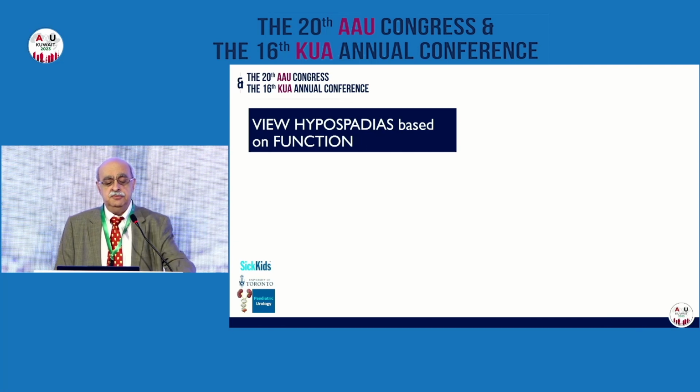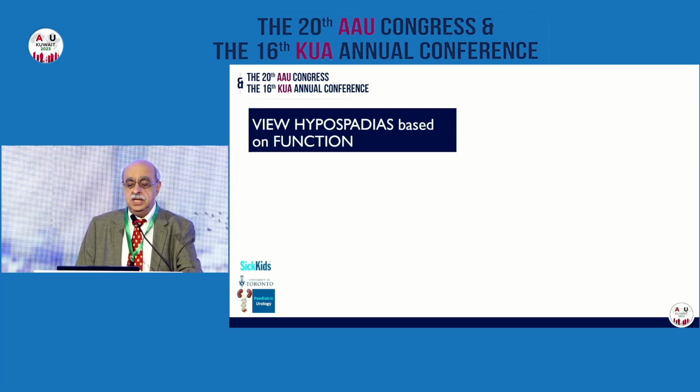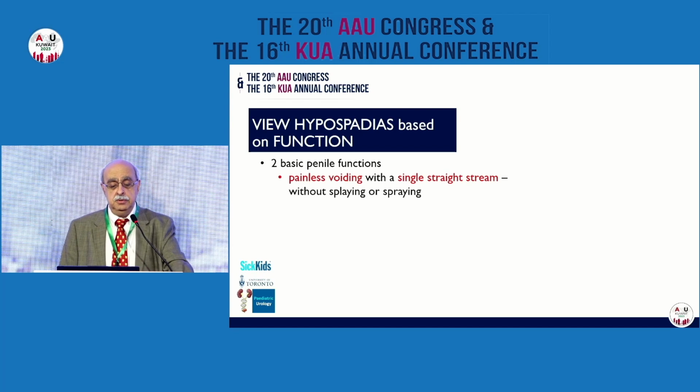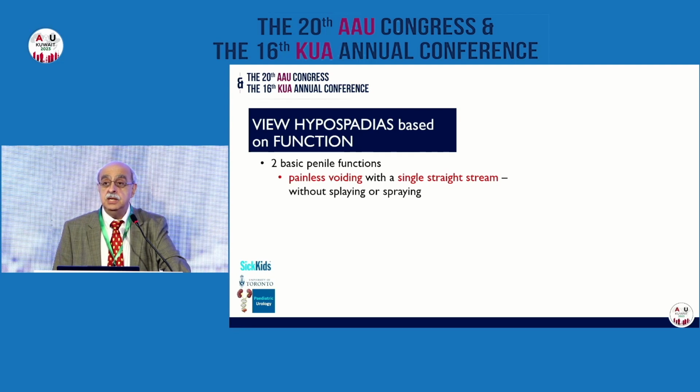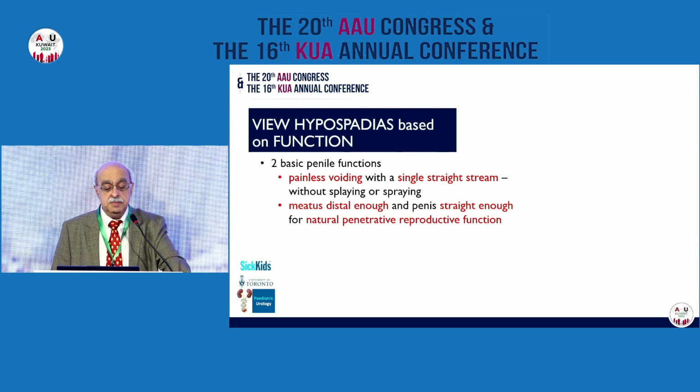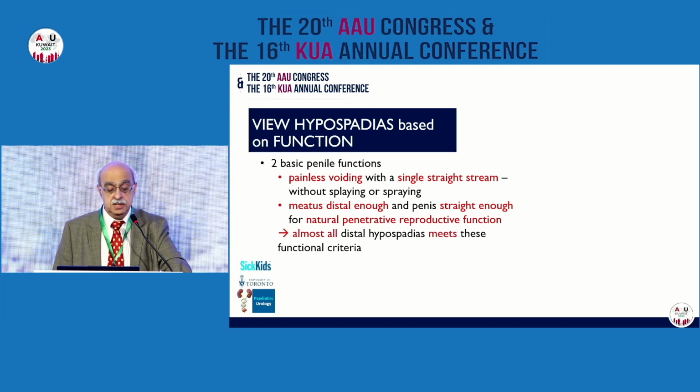And it would help to sort of view hypospadias indications from a functional point of view. There are two basic penile functions. One is to create painless voiding with a single straight stream without any splaying or spraying, and to have a meatus that's distal enough and a penis straight enough for natural penetrative reproductive function.